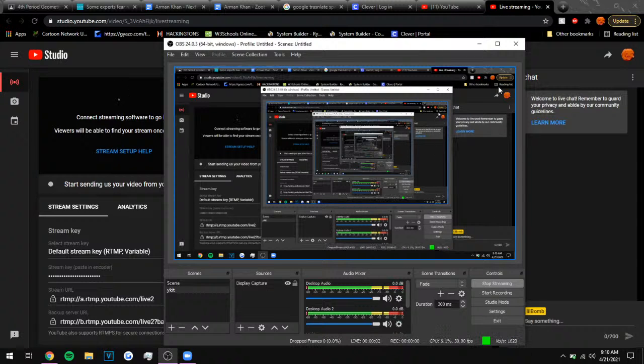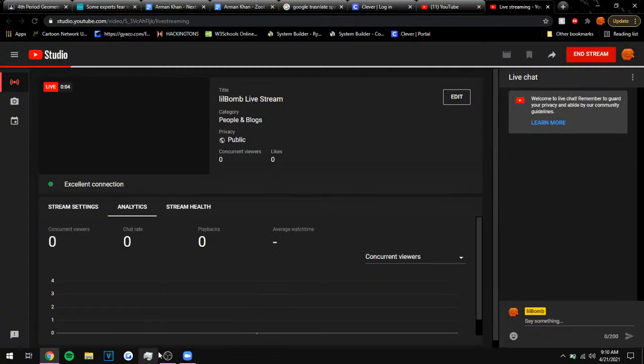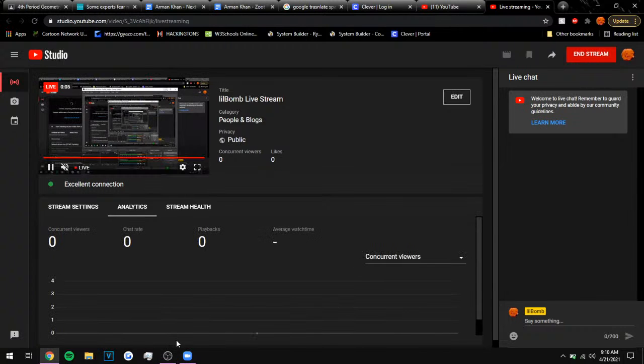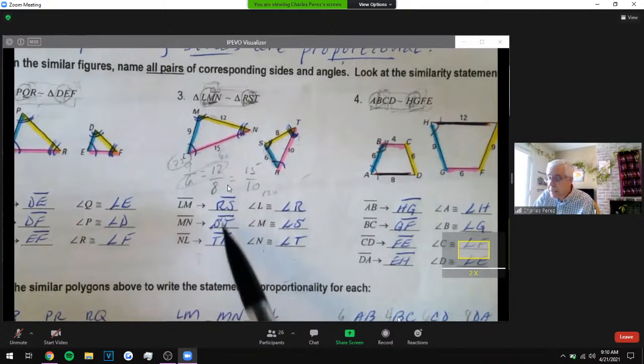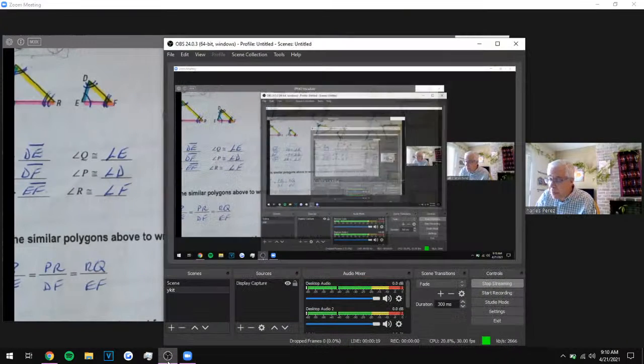So MN, which is yellow, corresponds to ST, yellow here. And then LN, that's the pink here, corresponds to RT, which is pink on this side. And that's what I'm showing here. But these are the sides that correspond to each other. And then down below, you're to have written the proportion.